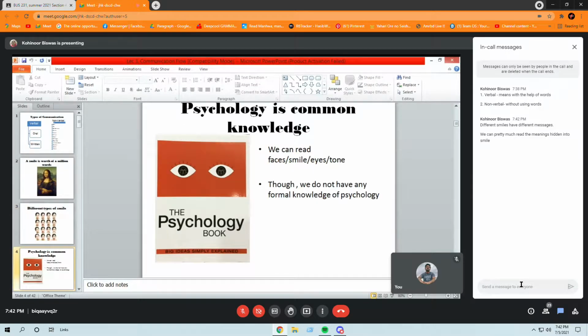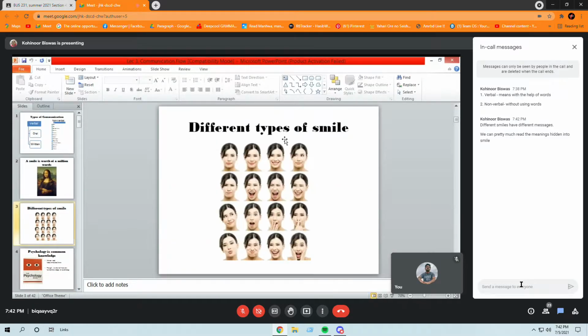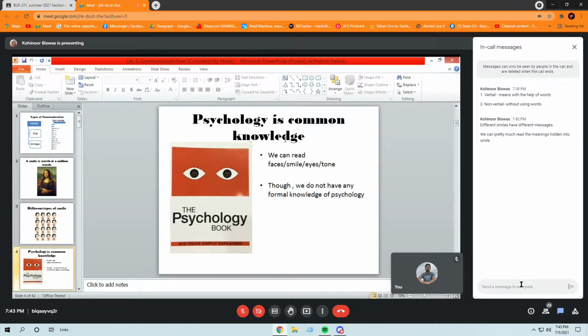Now, psychology is common knowledge. I mean, human psychology, the way we can read different types of smile. So reading the human mind, that knowledge of psychology is pretty much common. We can read faces or smile or eyes or tone. From the tone, we can understand if somebody is happy or angry, something like that. And obviously from the eyes and from the smile and from the face, we can read. So this ability to read the human mind through the face, smile, eyes or tone, this kind of knowledge of psychology is pretty much common.